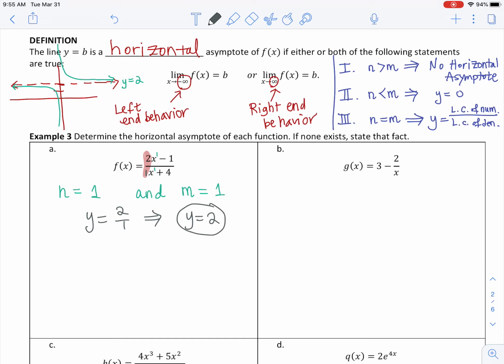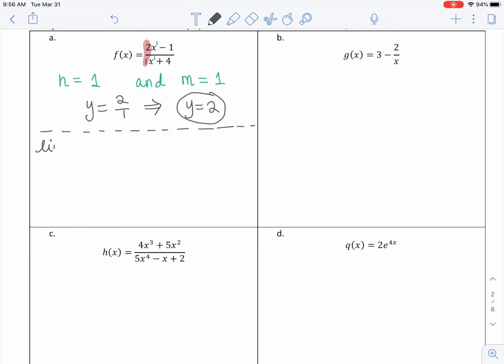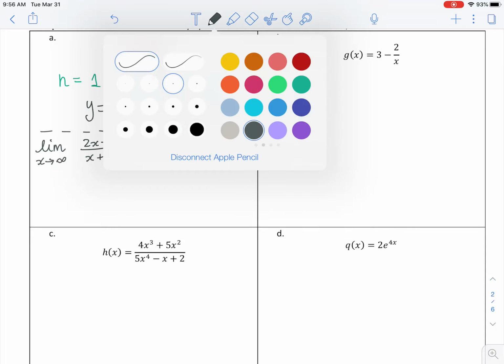Now we did this using limit before. We just never called it the horizontal asymptote. I just asked you to evaluate the limit. So why don't we do the limit method? That's a good review. That's by using cases, what we just did. But let's take the limit as x approaches positive infinity. I just picked positive infinity. It could be negative infinity. It doesn't matter. But you have 2x minus 1 divided by x plus 4.